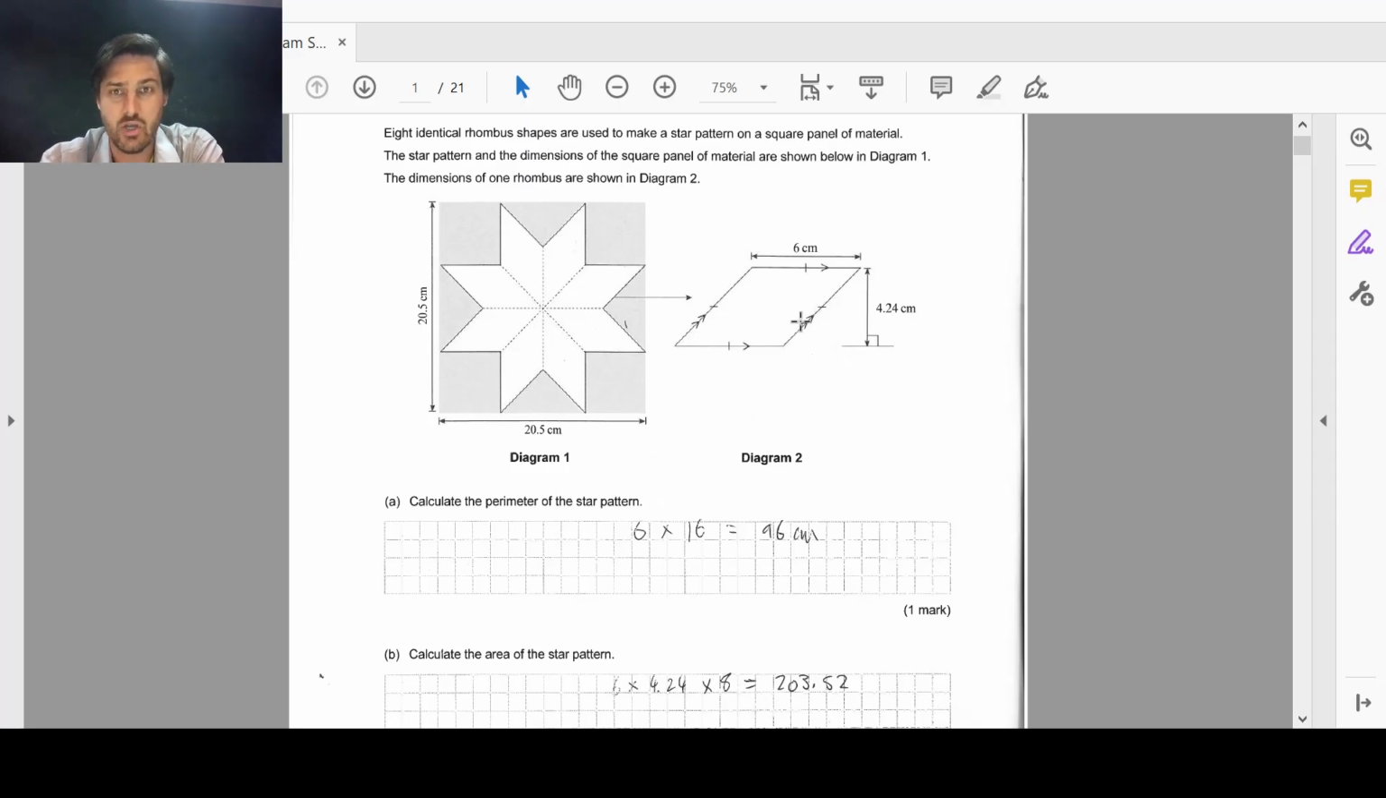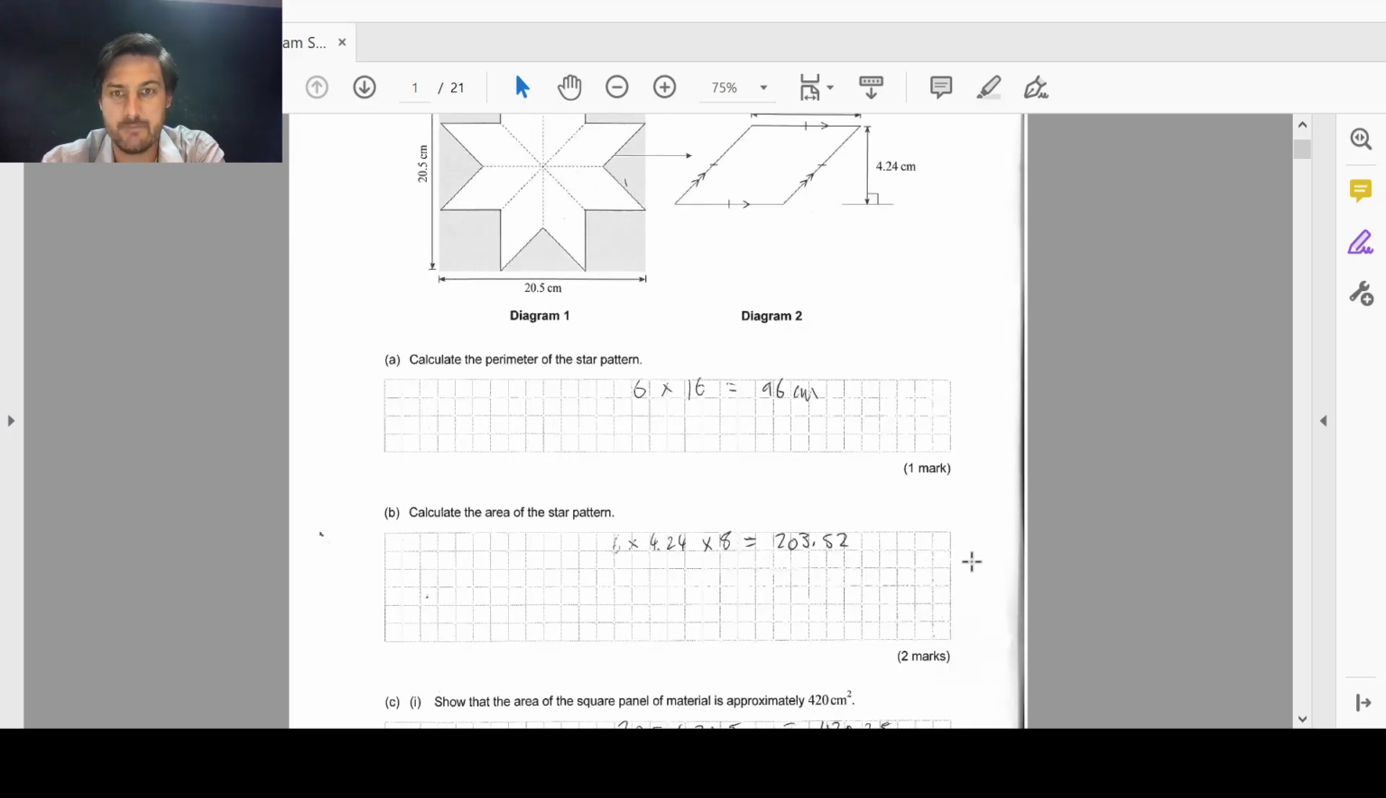All right, so we see from this diagram, this first question is asking us to figure out the perimeter of this star pattern here. We see from this diagram that it's a rhombus, all right? All sides are the same, it's just a tipped over square. If we count the sides, because we know that each side is the same, we'll find that we have 16 sides, and each side is 6 centimeters. 6 by 16 will give us 96 centimeters for our perimeter, okay?